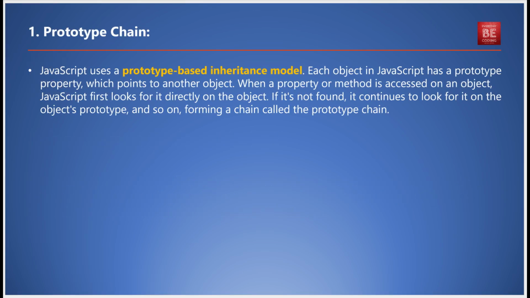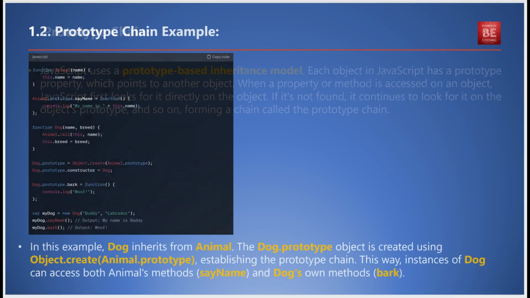The first method is what is known as the prototype chain. JavaScript uses a prototype-based inheritance model. Each object in JavaScript has a prototype property which points to another object. When a property or method is accessed on an object, JavaScript first looks for it directly on the object. If it's not found, it continues to look for it on the object's prototype and so on, forming a chain called the prototype chain.